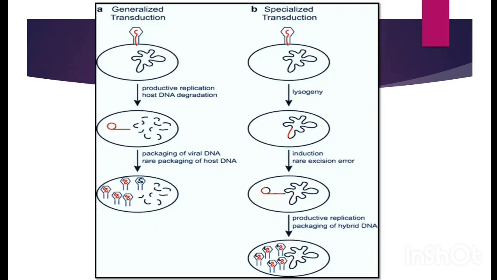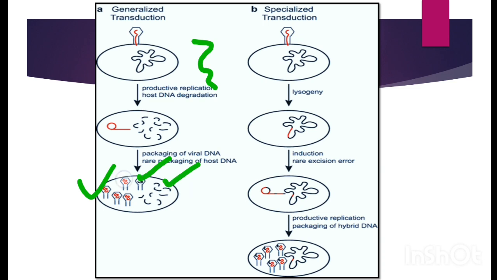In generalized transduction, normally the bacterial cell receives the bacteriophage DNA, which then helps to cleave the bacterial DNA. Some bacteriophages are formed with viral DNA, some with bacterial DNA, and they are released into the environment and infect another bacteria, releasing the bacterial DNA of the first bacteria into the next one, and in that way the gene transfer occurs.